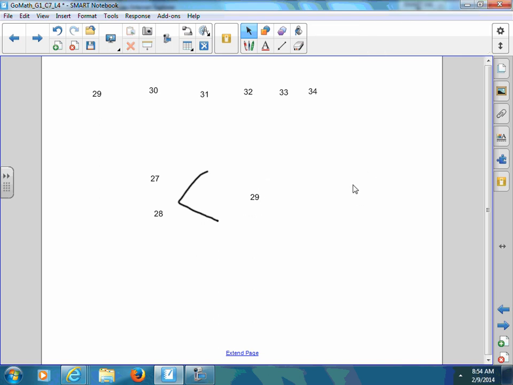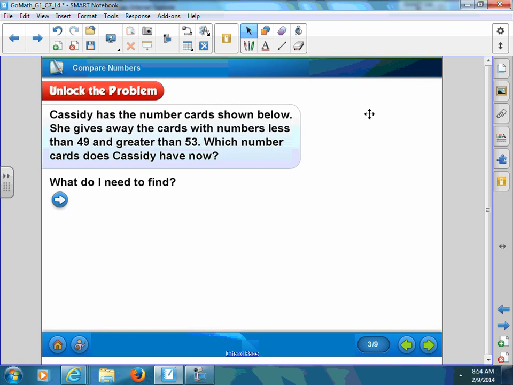What we're going to work on today is unlocking the problem so we know exactly what they're asking for. Cassidy has the number card shown below. She gives away cards with numbers less than 49 and greater than 53. Which number cards does Cassidy have now?